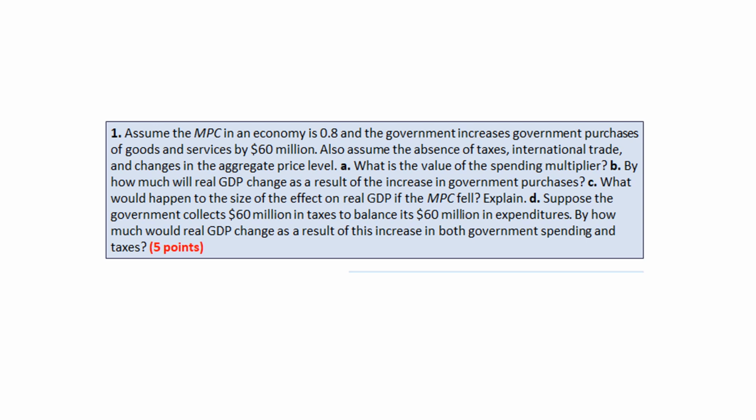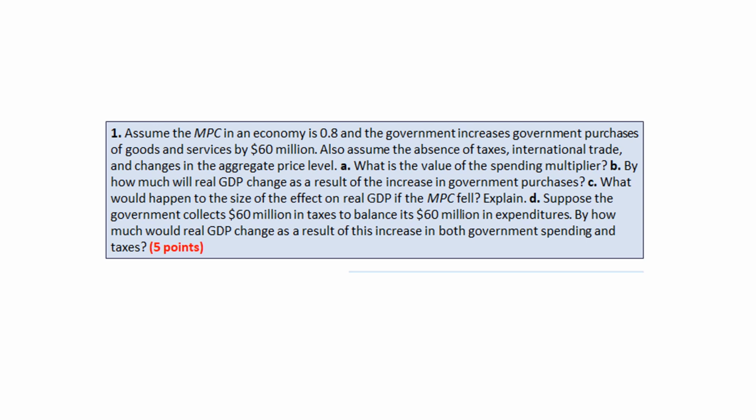Now that number, the marginal propensity to consume, the MPC, is important because it helps us calculate the size of the multiplier. You should know already what the formula is for the size of the multiplier. The multiplier equals 1 over 1 minus the marginal propensity to consume, or 1 over the marginal propensity to save.